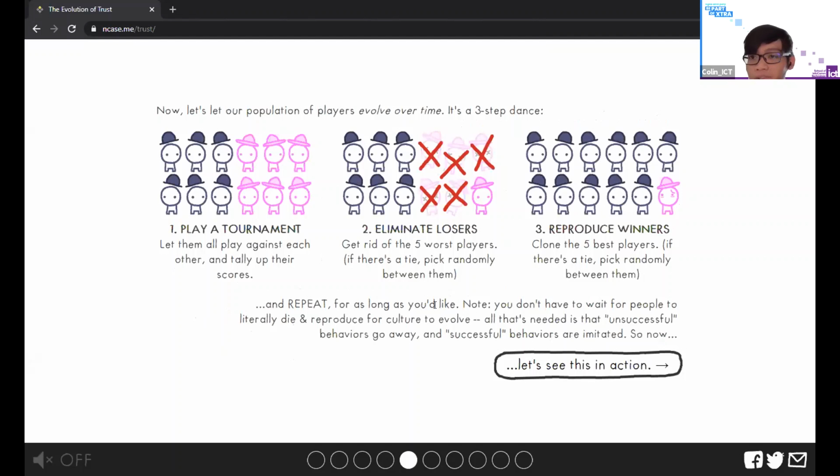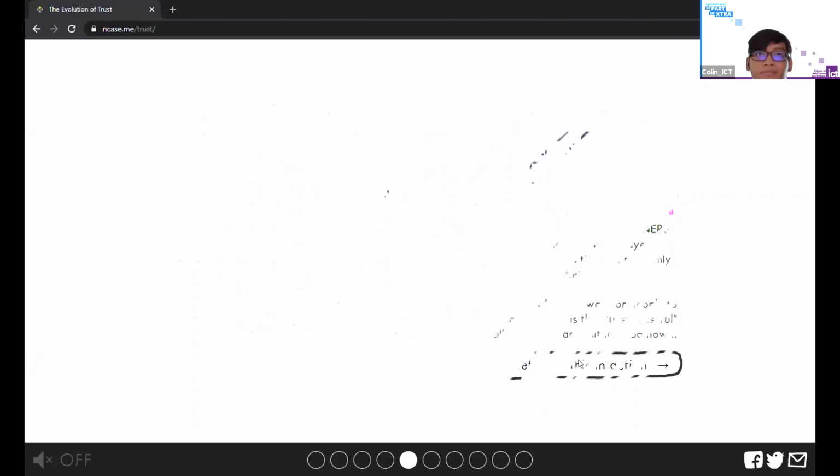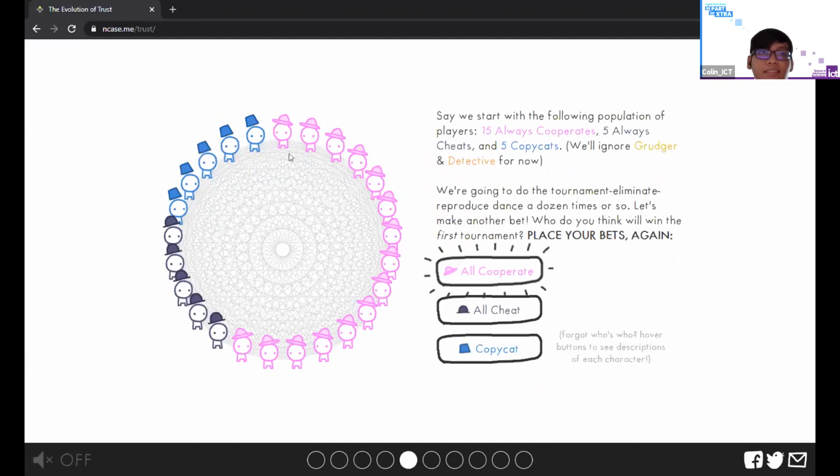Okay, so now we're going to go in depth on the model. It's going to be more repetitive. Basically, after each cycle, like you just saw before, we're going to eliminate the bottom five, which are the losers, and duplicate the top five. This is a more complicated model, so now we're going to find out who would triumph amongst the others.